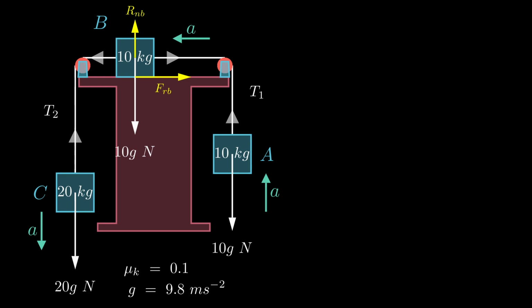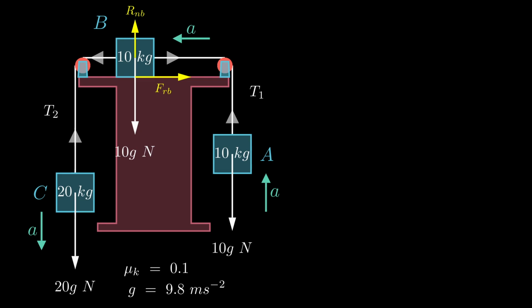Object B rests on a surface that exerts a force on it, known as the contact force, or the normal force. This force is denoted as R of NB. Both the normal force and the frictional force are depicted in yellow. This sums up the elements in the free body diagram. However, I've also incorporated the acceleration of each object. This inclusion assists us in identifying the direction of motion and the relevant direction to consider when applying Newton's second law.